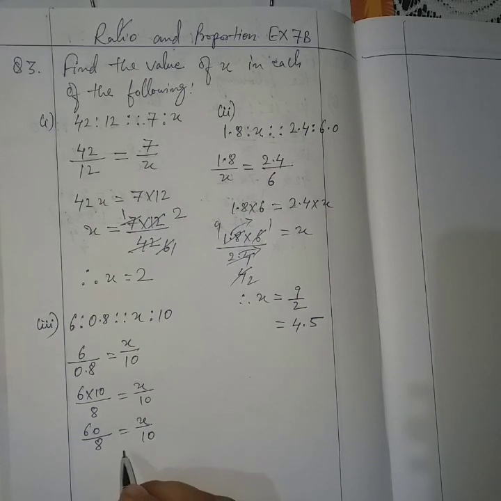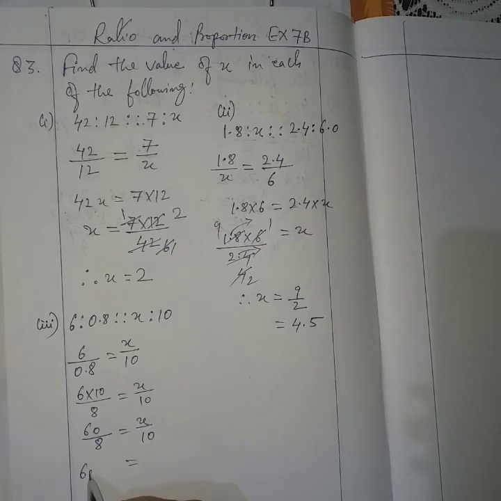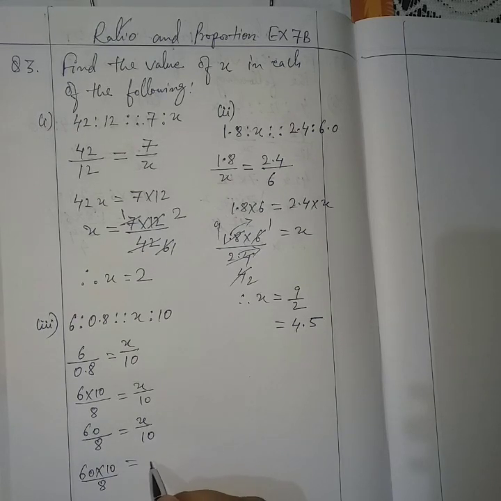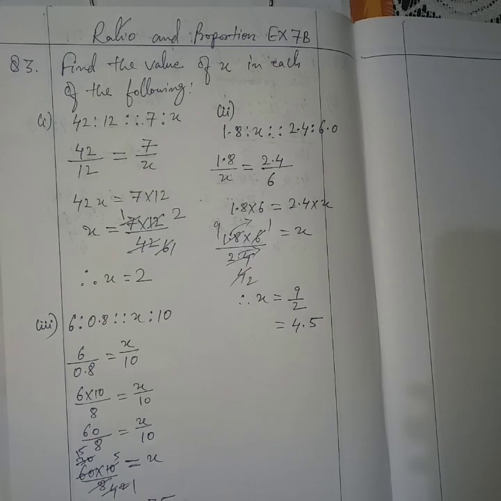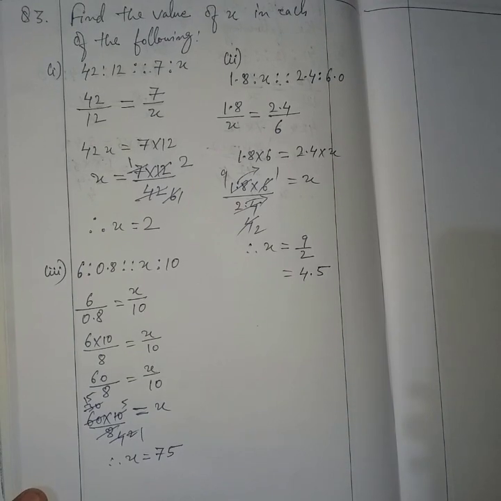Okay, now this will be 60 into 10 by 8 is equal to x. Okay, so here 2 4s are 8, 2 5s are 10, 2 2s are 4, 2 3s are 6, 0, 2 1s are 2. 15 times 5 is 75. X is equal to 75. Okay, x is equal to 75.